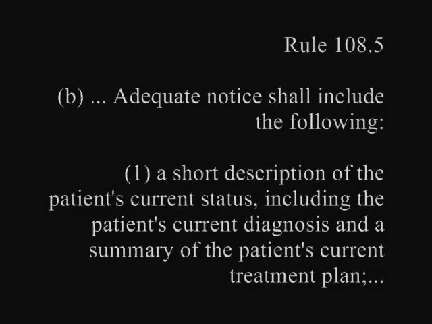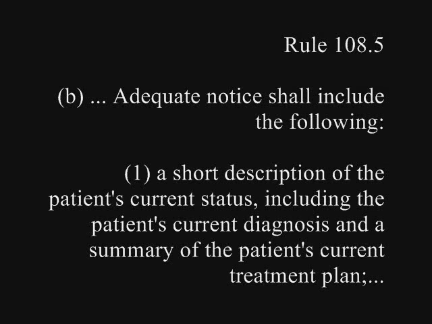What wording, what content is required to be in this letter? So let's continue. At the end of subpart B it says, adequate notice shall include the following. 1. A short description of the patient's current status, including the patient's current diagnosis and a summary of the patient's current treatment plan. So, for this subpart 1, you would write something along the lines of, currently, your diagnosis and your current treatment plan are as follows. And then you would articulate in writing exactly what their current dental status is, their current diagnosis, and what their current treatment plan is.